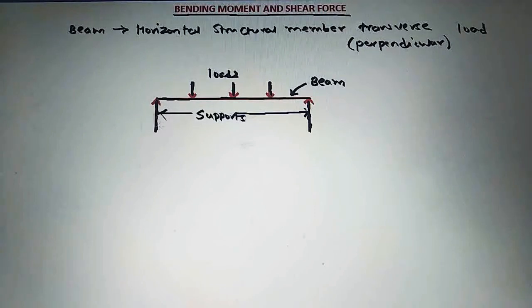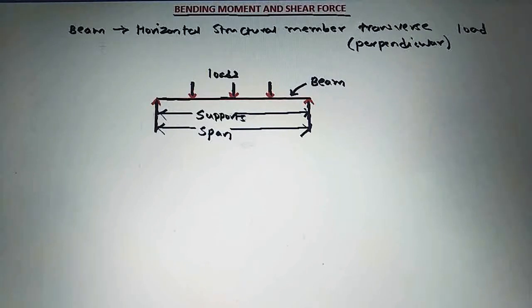Span is what? The distance between the two supports. This distance is called as span of that beam. The distance between the two supports is called span of the beam. So this is the basic concept of beam here.